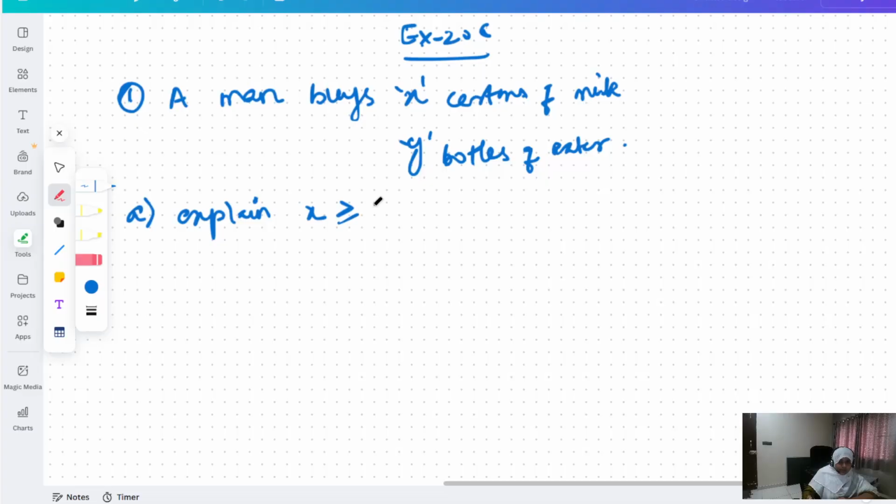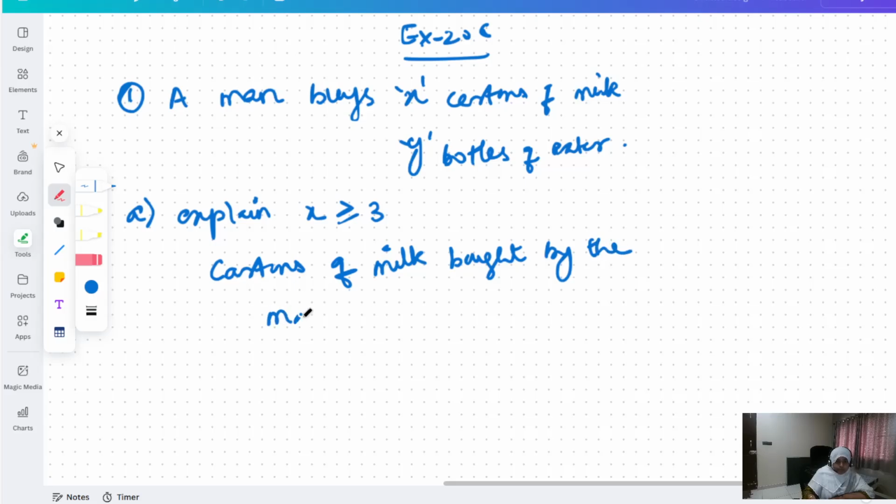They have asked us to explain what x greater than or equal to 3 means. So by the inequality, you can understand that the cartons of milk should be at least 3, correct? It should not be less than 3. The cartons of milk bought by the man may be equal to 3 or at least 3. That is the meaning. Okay, fine. So they have given that he buys at least 2 bottles of water. Correct.